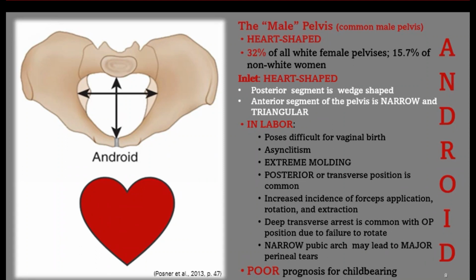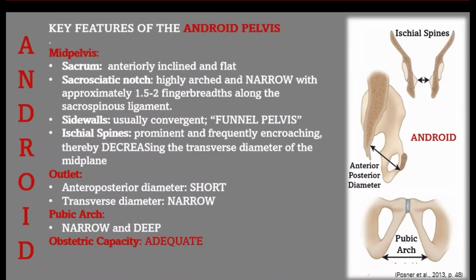The android pelvis is not ideal and has a poor prognosis for having a vaginal birth. The fetus typically engages in a posterior or transverse position. The fetus is typically asynclitic as he or she descends into the pelvis. These babies usually have lots of molding, and there's an increased incidence of forceps application, rotation, and extraction to help the baby out. There can be a deep transverse arrest with OP position due to the failure of the fetus to rotate. Finally, the narrow pubic arch on the android pelvis oftentimes leads to major perineal tears. So, some key features of the android pelvis.